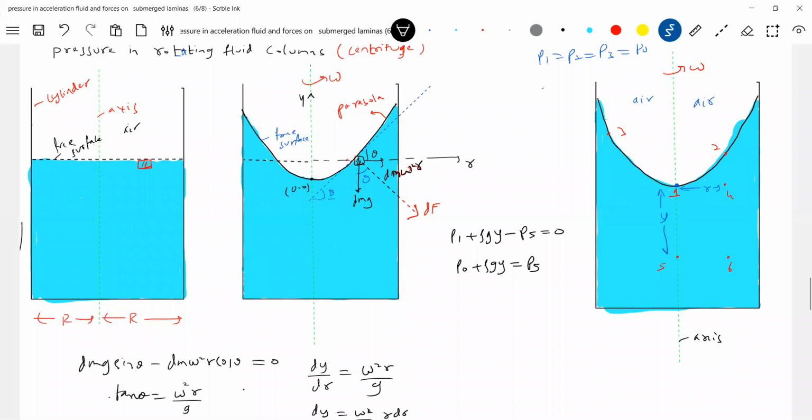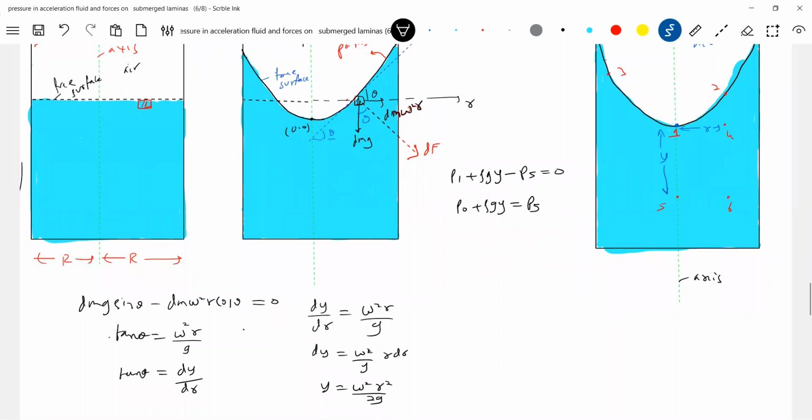Now what about the pressure at 4? Pressure at 4, I should use this formula. Okay, I'll do one thing: P2 plus rho g y minus P4 equals 0. Manometric equation.